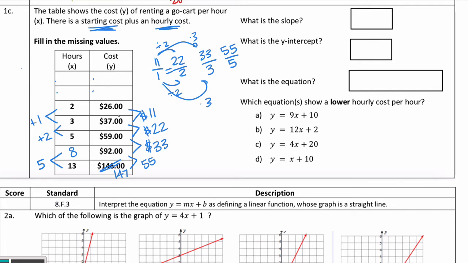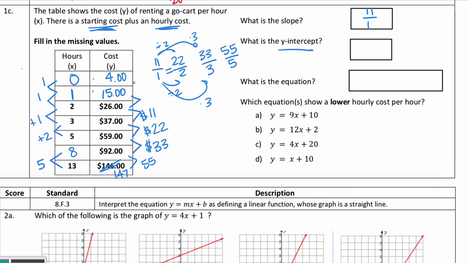I already know my slope. That's my change in cost for every hour. It's $11 per hour. My y-intercept, that's my starting value. I've got to figure that out. So if I go back an hour, 1 hour back would get me to 1 hour. So I'd have to take away $11, which would put me at $15. I go back another hour, and I'm at 0 hours. Go back $11. That's $4.